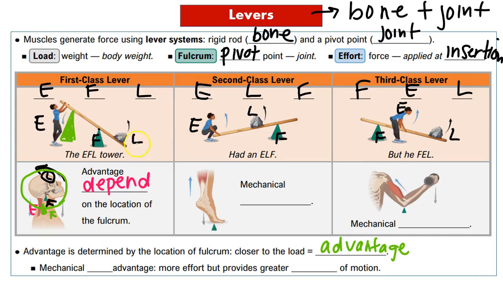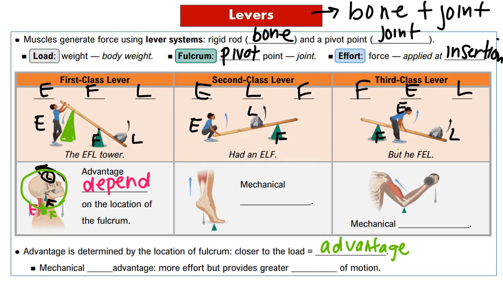Now let's go ahead and look at our load and our fulcrum. Load and fulcrum are close to one another here. Good old advantage. If I move the fulcrum here, now my load and fulcrum are further away. Disadvantage. Load and fulcrum here are closer to one another. Advantage. Load and fulcrum here are going to be further away. Disadvantage. So that'll allow you to understand the advantage and disadvantage of these different levers.